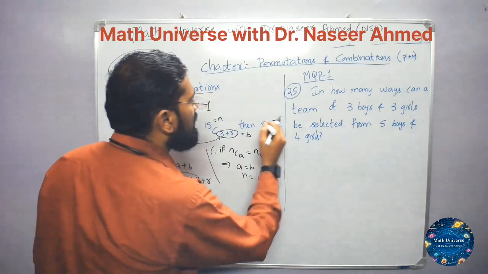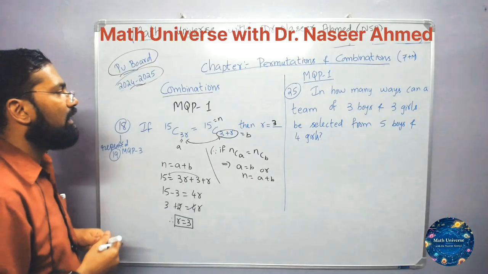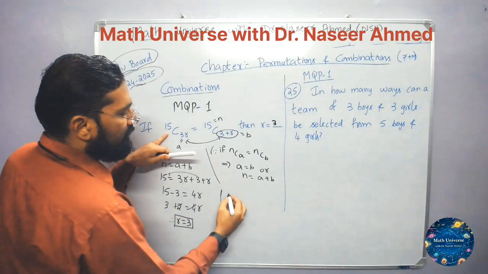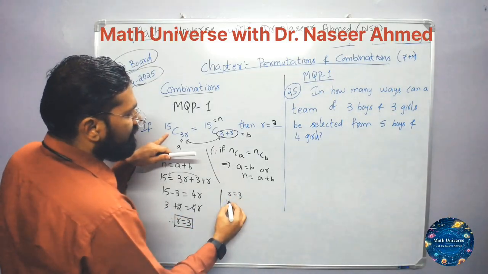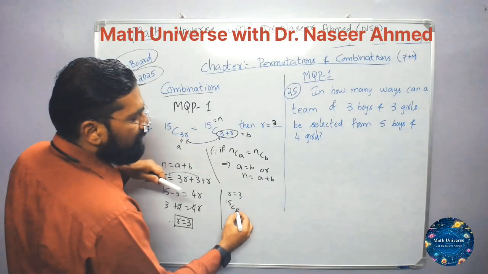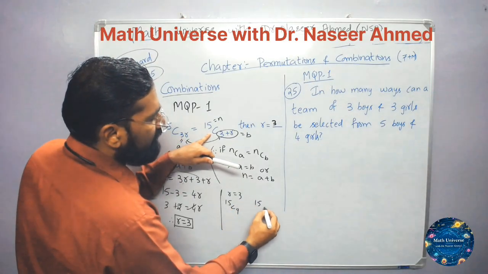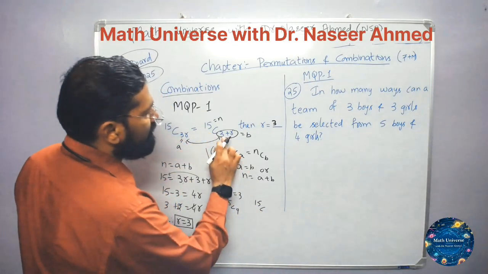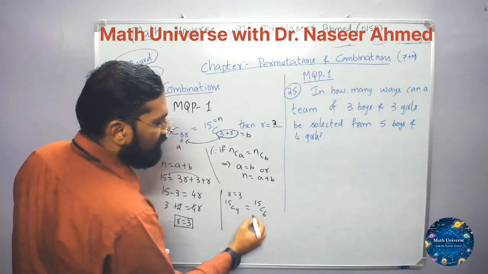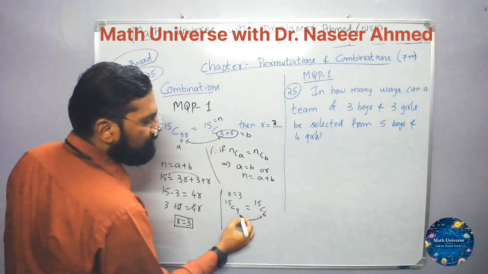So how to cross check whether the value is correct or not? Very simple. Put it in the question. R is equal to 3. See, 3 into 3 will be 9. Again here 15C(3 plus 3), which is 6. So we know that if we add these two, we should get n.